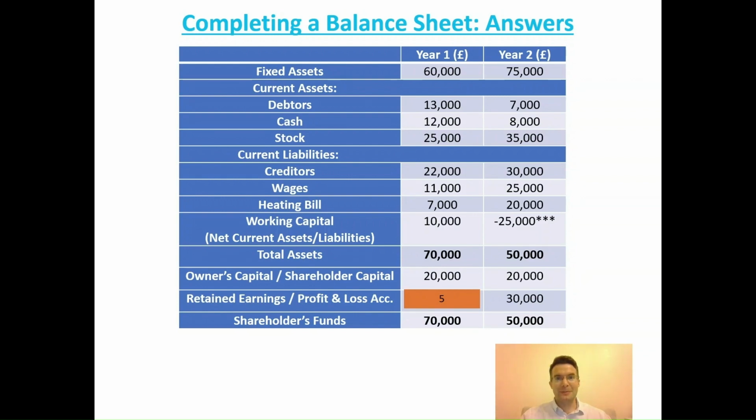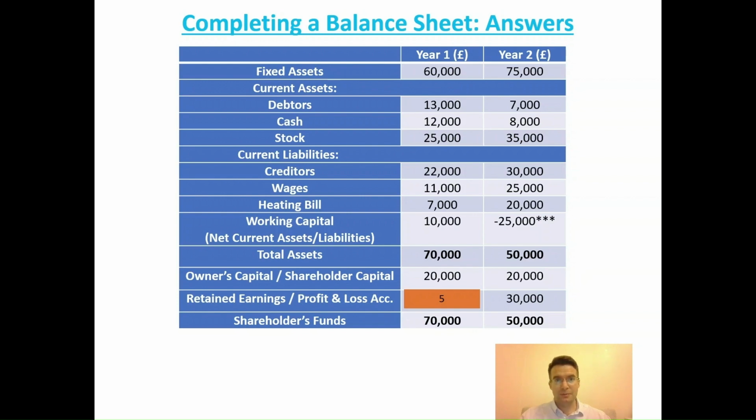The final piece of the puzzle is, of course, number 5. How do we work out the retained earnings in year 1? Well, we know that the total assets figure and the shareholders' funds figure always have to balance, always have to match. They're the same figure. So we look at the total assets in year 1, which is 70,000. We look at the shareholders' funds, which is 70,000. Good, they match.